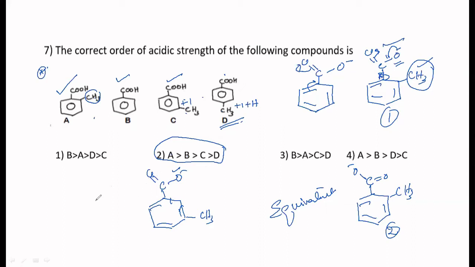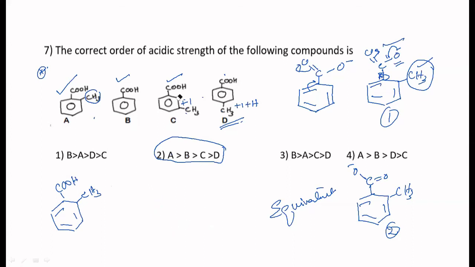Now say for example, I told you this ortho effect. You might ask this question: I have got COOH, CH3, and then I have got COOH, NH2, NO2. Which one is more acidic? In that case, both of them are exhibiting ortho effect. Am I right? You have got COOH here, NO2 over there. So in this case, both of them will show ortho effect. Both of them are almost equally acidic.